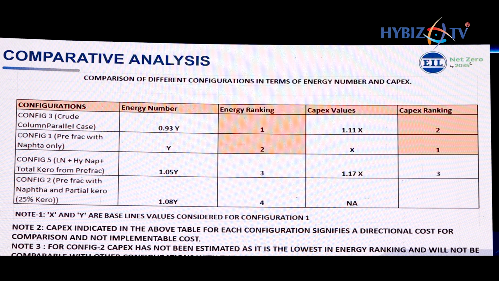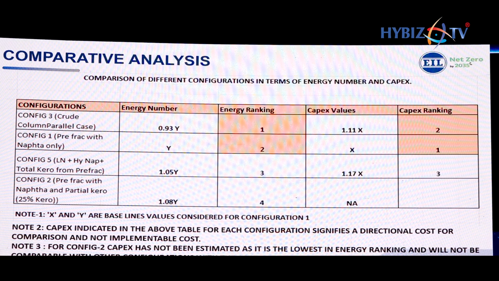Now here you see X and Y are the basic configuration that we have chosen. That is basically the traditional configuration. X is a configuration with a capex value. This is related to the prefractionator with only naphtha. Typically we take out the naphtha and put the rest of it back in the crude column. So this is the basic configuration, configuration 1, which is X and Y, with the energy number and a capex value.